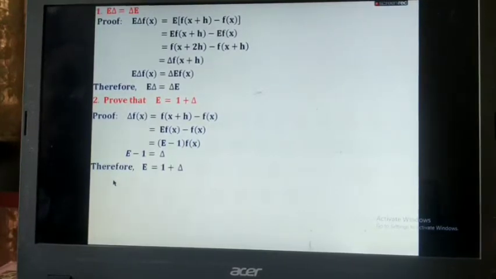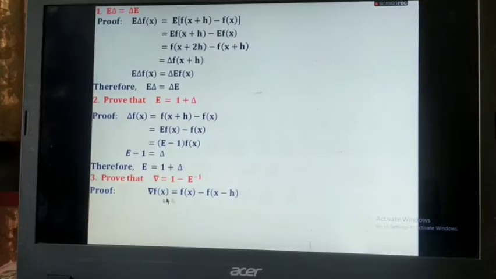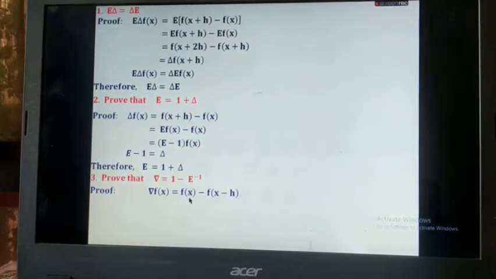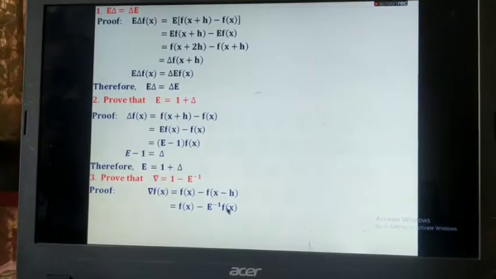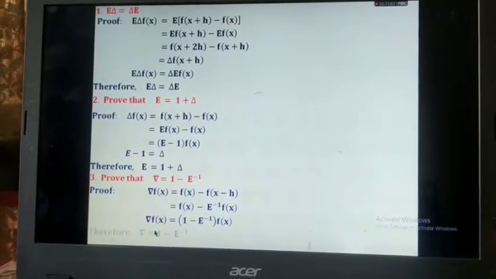Next, property number 3, or relation 3: ∇ = 1 − E⁻¹. Again, for the proof, take ∇ f(x). The definition of ∇ f(x) says that it is f(x) − f(x−h). Keep the first f(x) as it is, and f(x−h) is written as E⁻¹ f(x). Take f(x) common. We have (1 − E⁻¹) in the bracket. Eliminate f(x) on both sides. Therefore, we get ∇ = 1 − E⁻¹.